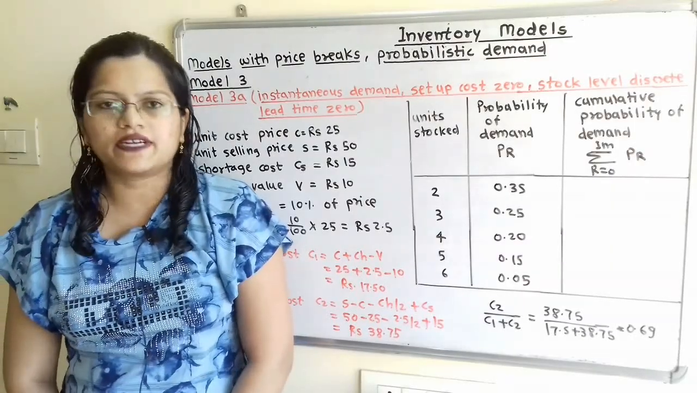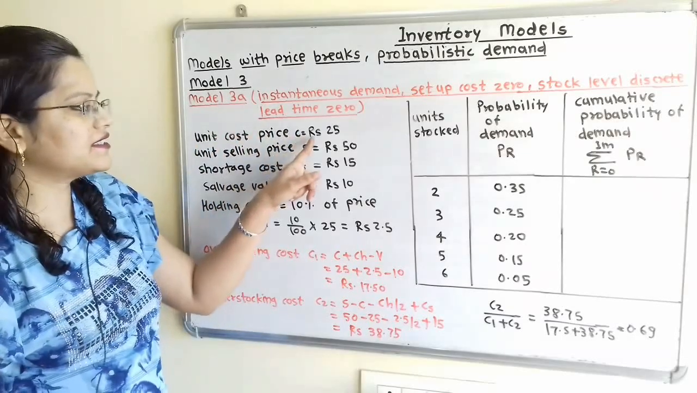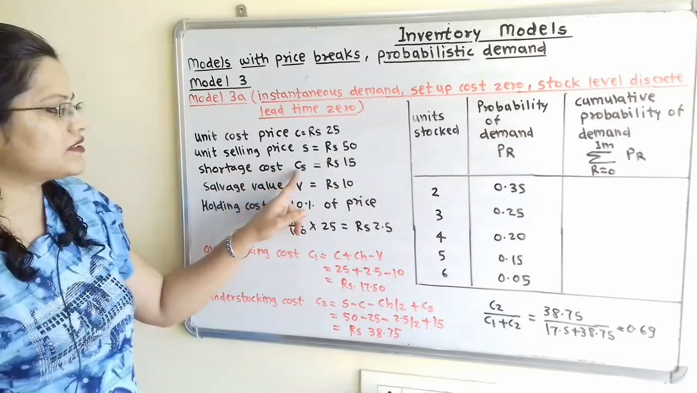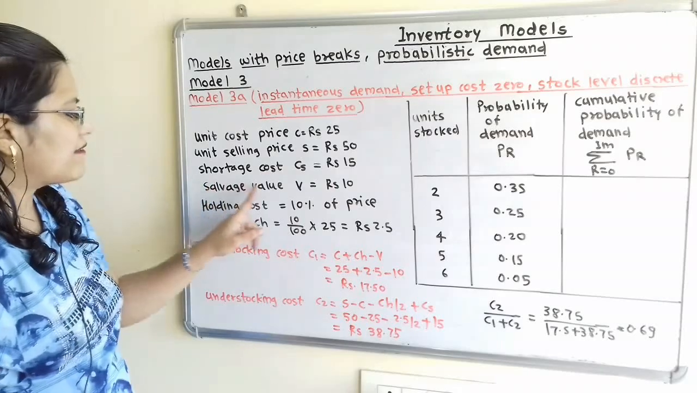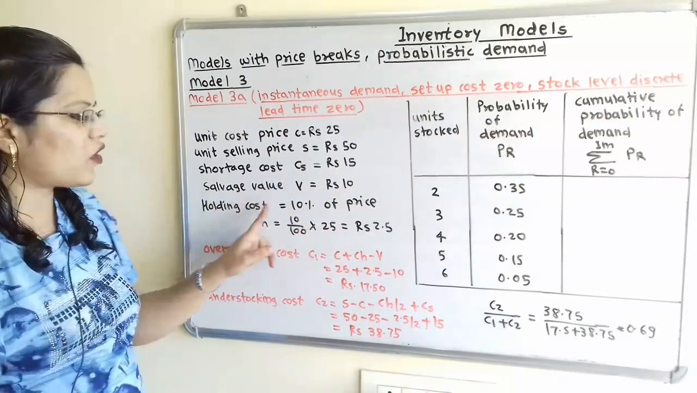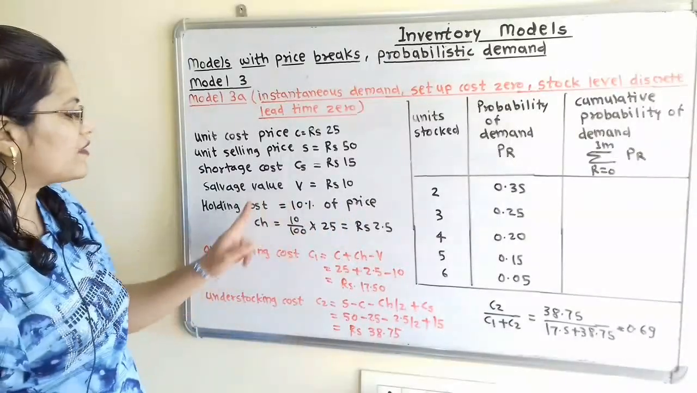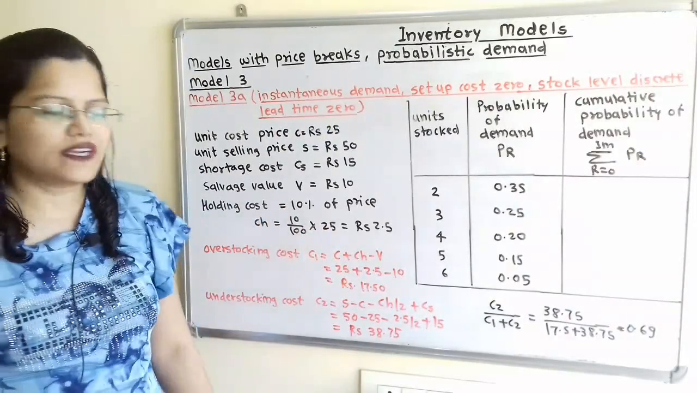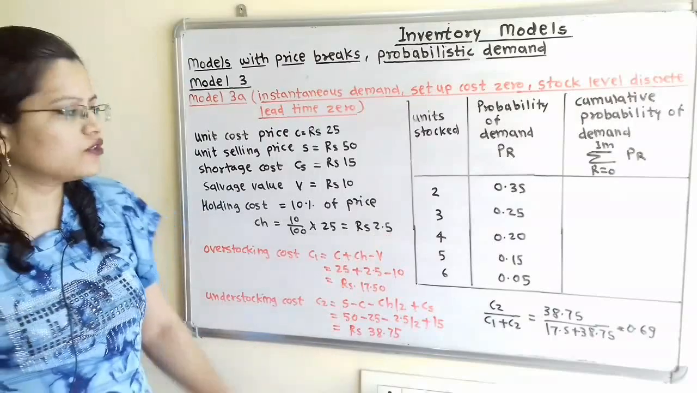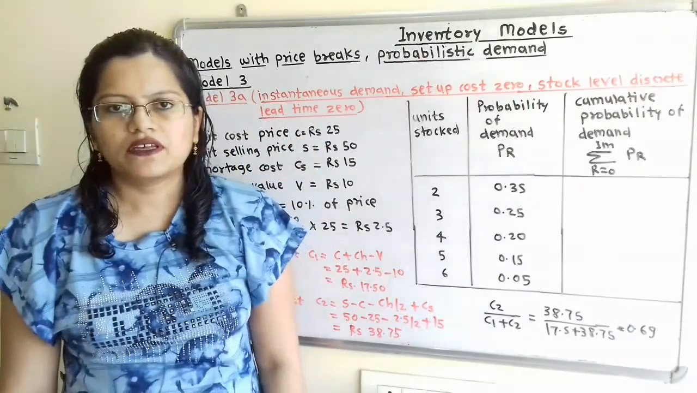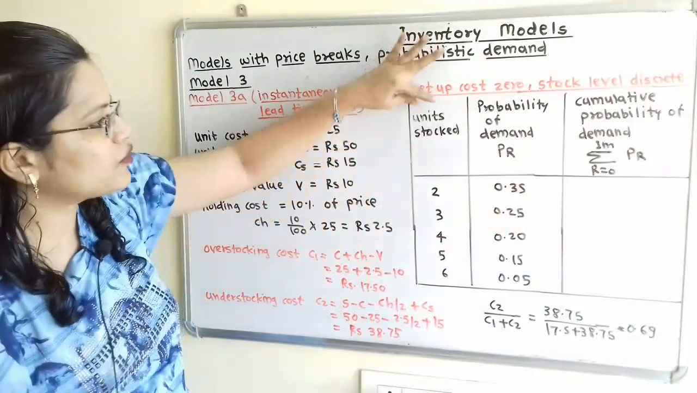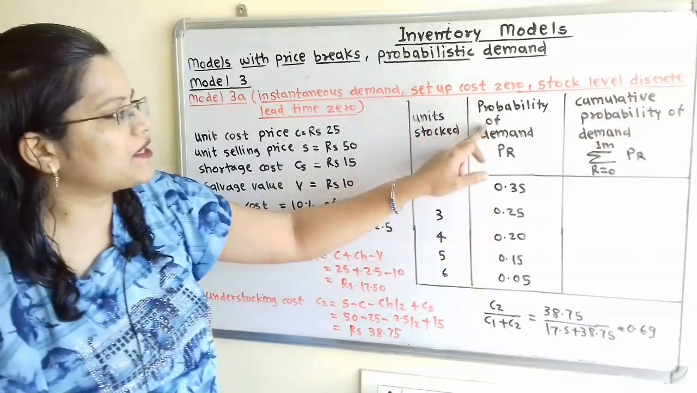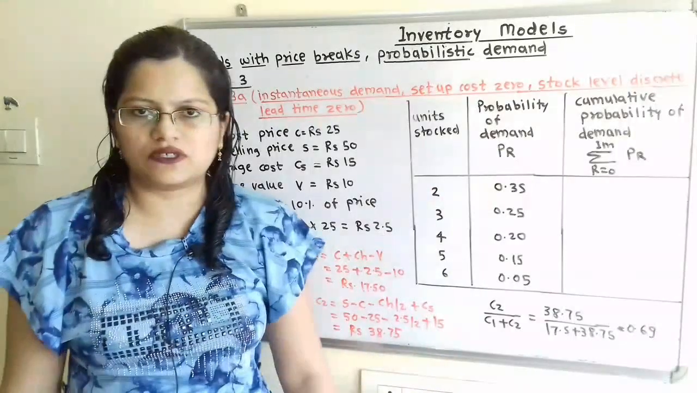Let us understand the given data. Unit cost price, that is C, is given as rupees 25. Unit selling price S is given as rupees 50. Shortage cost CS is rupees 15. Salvage value V is rupees 10. Holding cost is 10% of price. So holding cost CH is 10% of this unit cost price 25, that is 10 by 100 into 25, which is equal to rupees 2.5. So all these costs are given. Now one table is also given for unit stock 2, 3, 4, 5, 6, and with respect to these units the probability of demand, that is PR, is also mentioned.